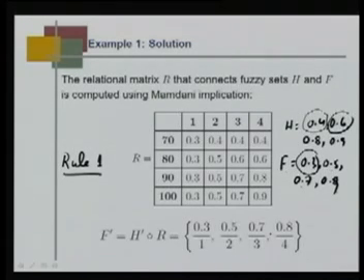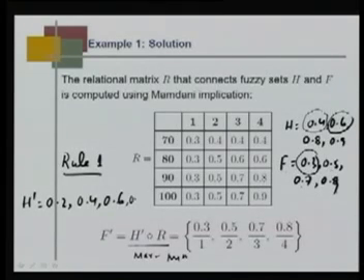Now, what do I have to do? I have to find out F dash given H dash using the fuzzy compositional rule of inference, which is represented like this: F dash is H dash composed with R. If you compute using the min-max composition operation, first we take the minimum and then compute the maximum. H dash is given as 0.2, 0.4, 0.6 and 0.8.